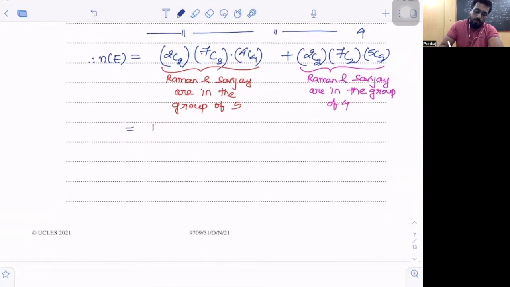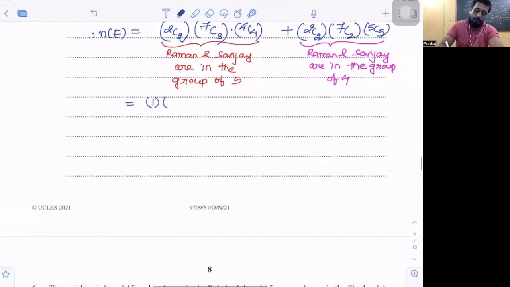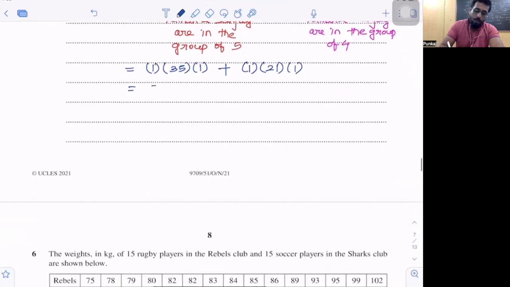2C2, that's 1. 7C3: let's quickly get it using the calculator. You have this nCr function in your calculator, you can straight away make use of it and get your answer. So that's 35. 4C4 is going to be 1, plus again 2C2 is 1 and 7C2 this time, that's 21, multiplied with 5C5 which is 1. That's 35 plus 21, which is 56. So I have got n of E as 56.